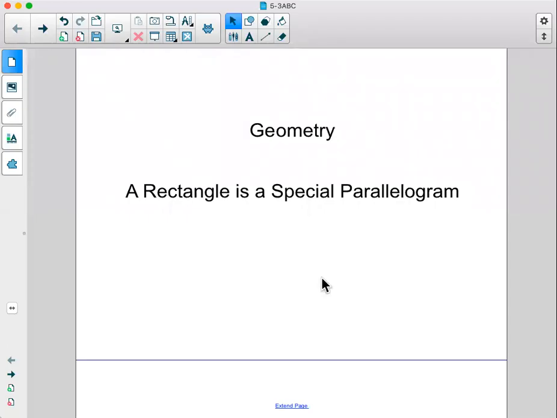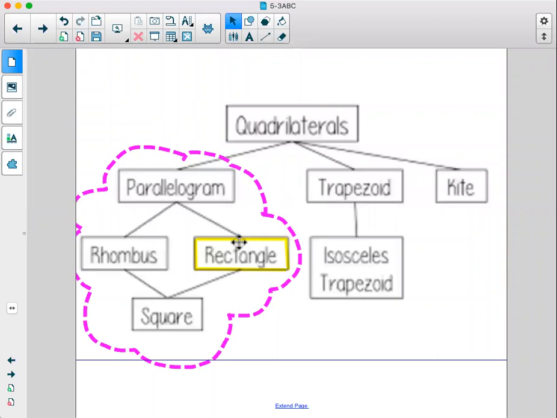Hello, geometry students. Today we're going to talk about rectangles. They are a special type of parallelogram. So first, let's see where the rectangle falls in the flowcharts.